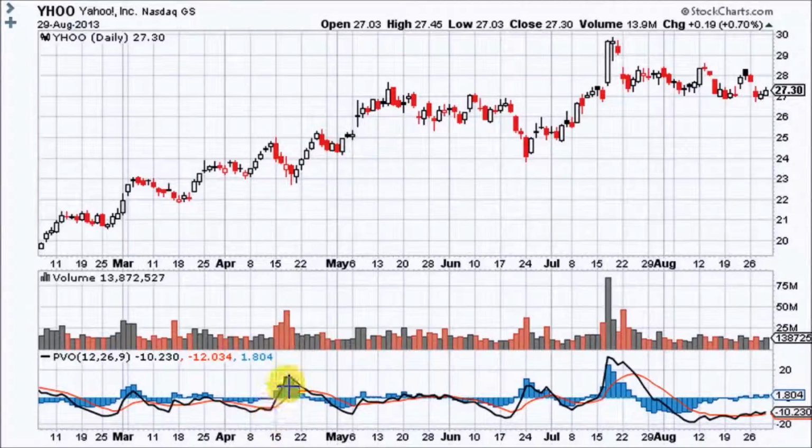PVO was positive. Okay? Volume falls off as it consolidates. That was too far too fast, so it pulls back to old resistance, makes it support. And then it breaks out into blue sky territory again on huge volume. PVO goes positive above the signal line, and the histogram pops up above the 0 line, going positive.